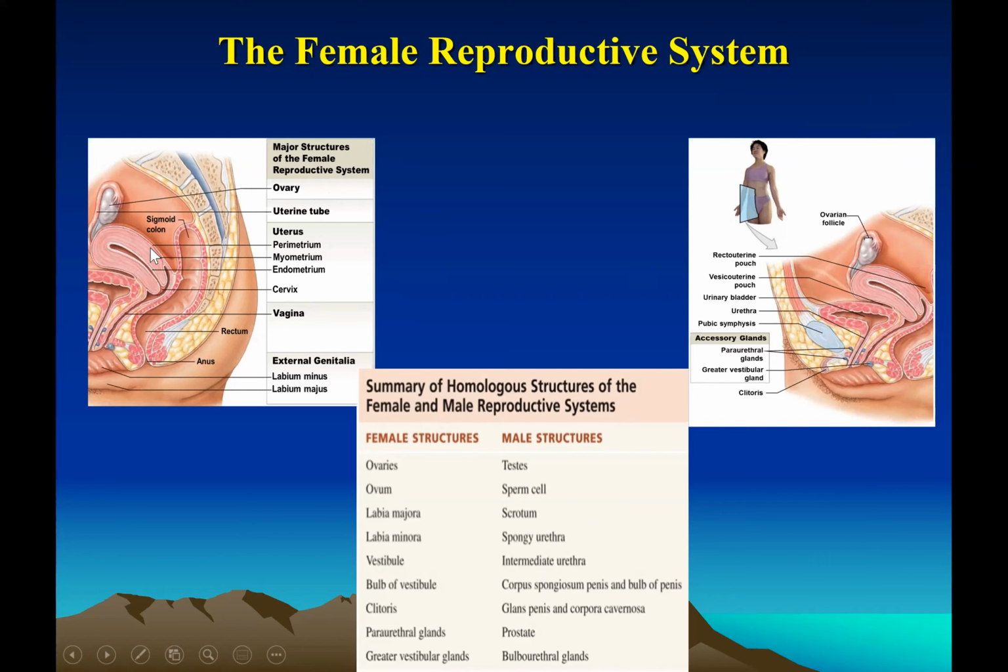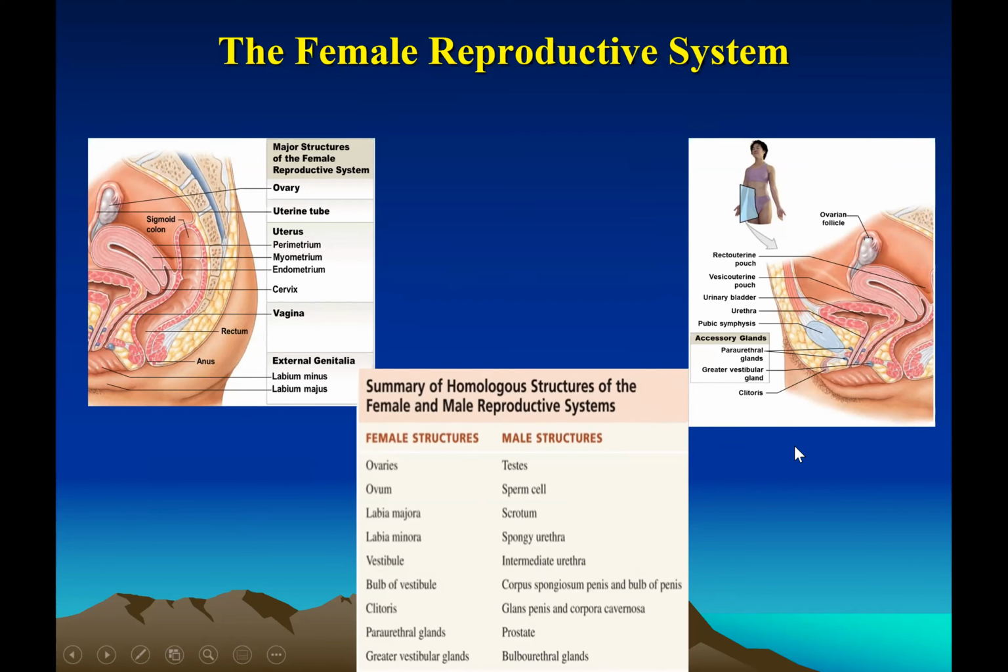There are many layers in the uterus. The opening of the uterus is called the cervix. This is very important during child delivery, baby delivery. And then there's the vaginal canal. And then there is the external genitalia, where you'll see the clitoris and the labium minus and the labium majus. It will also have accessory glands. Here you can see the paraurethral gland and the greater vestibular gland. They play a role in lubrication and other functions also.